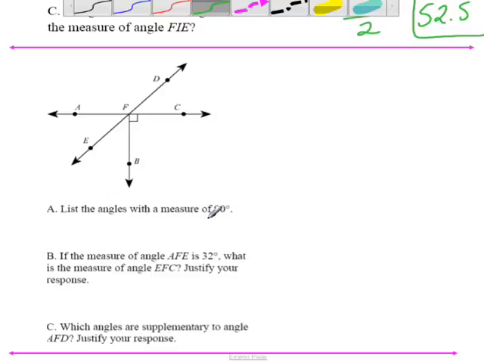Okay, we have a new diagram, and this says list the angles with a measure of 90 degrees. This one says it's a right angle, so that's angle CFB. Now, this is a straight line, so this angle and this angle have to be supplementary. And since this one's 90, this one over here must be 90. So AFB, and that looks like it's it for that one.